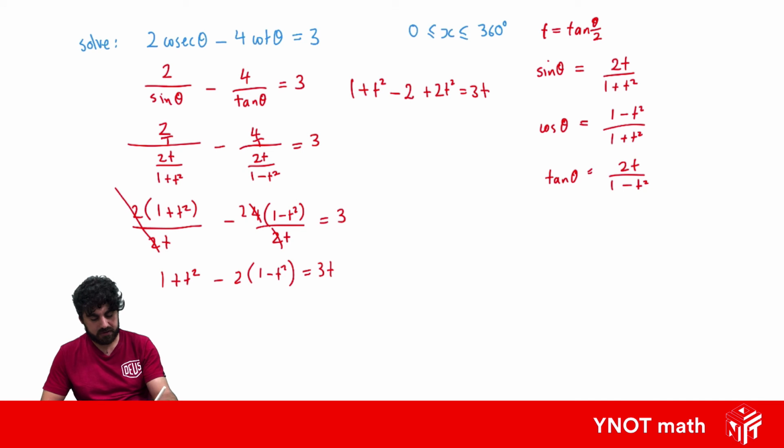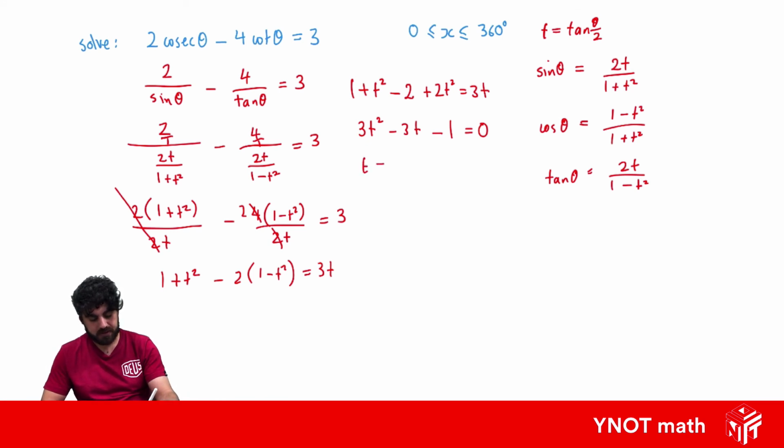Let's bring everything to the left-hand side. So we're going to get t squared plus 2t squared is 3t squared, minus the 3t over to this side, and then we have 1 minus 2, which is minus 1, and that all equals 0. And we've broken it down to a quadratic equation in terms of t. Let's just go ahead and use the quadratic formula.